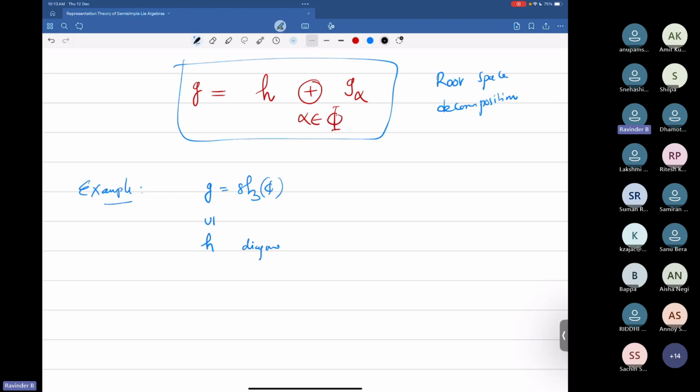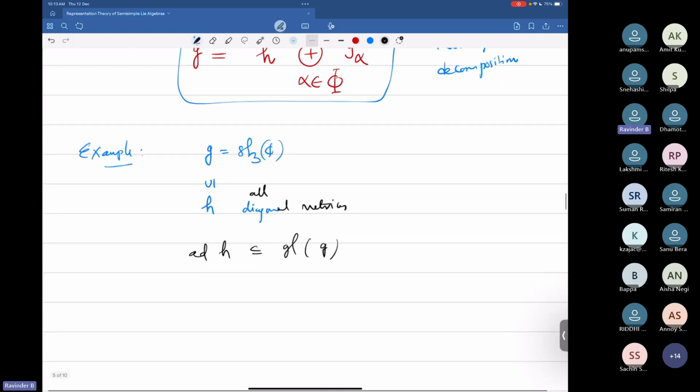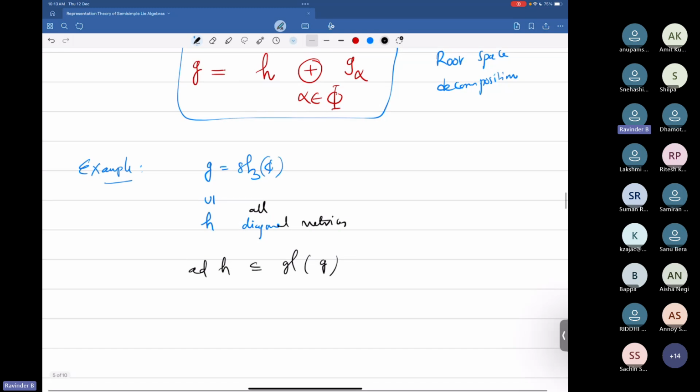So H is all diagonal matrices with trace 0. What you have to do is look for ad H, which is actually in GL(g). So the question is, how do you find the root space decomposition for this g? So the question now is SL3C.